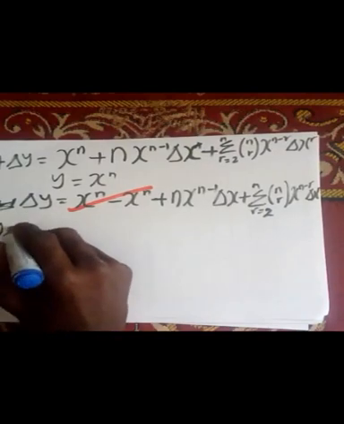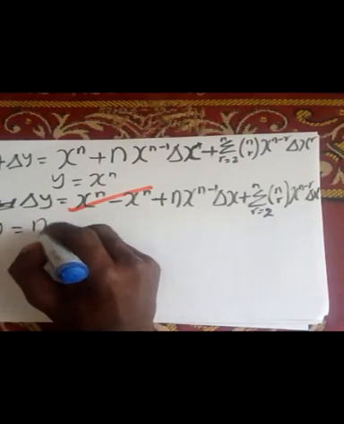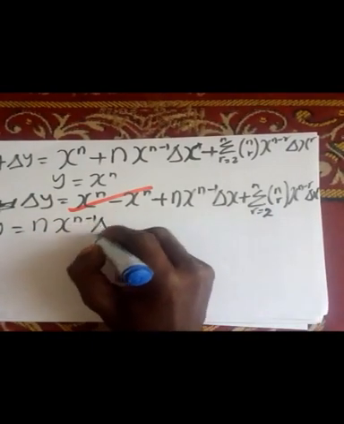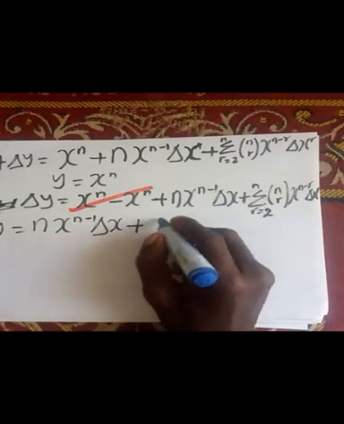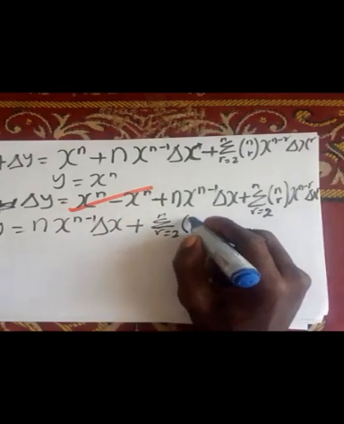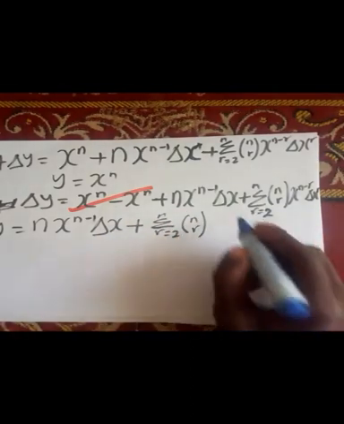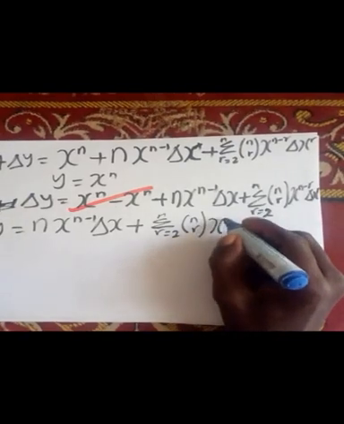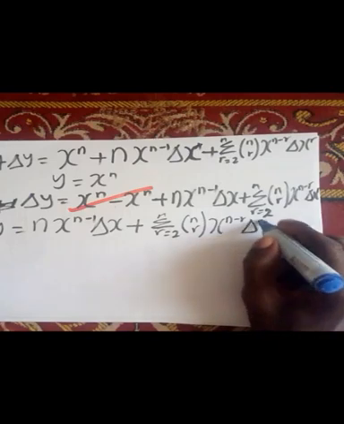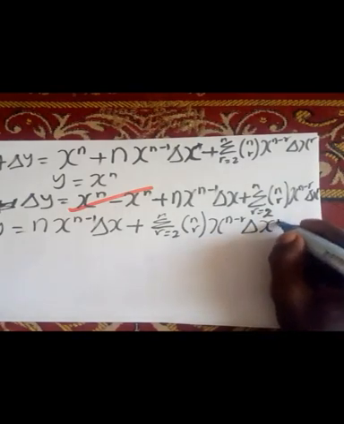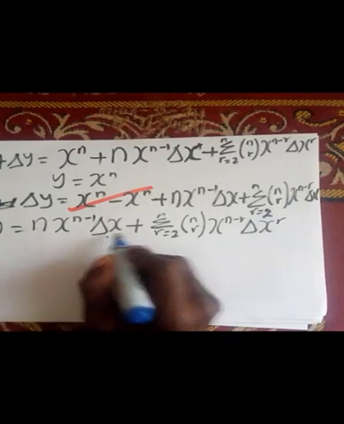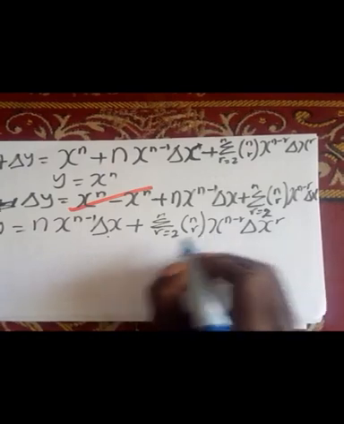delta y is equal to n x raised to the power of n minus 1, then delta x, plus summation from r equals 2 to n of n combination r, then x raised to the power of n minus r, then delta x raised to the power of r. So since each term contains delta x, you can factor out delta x.